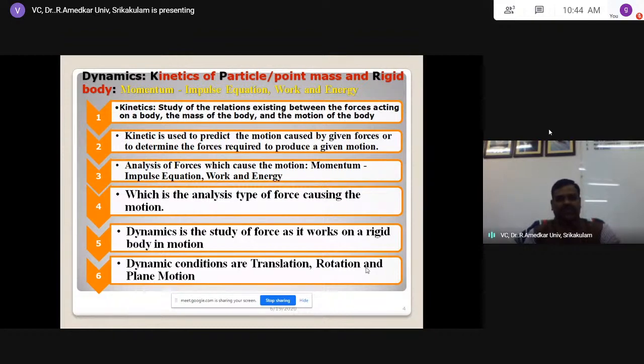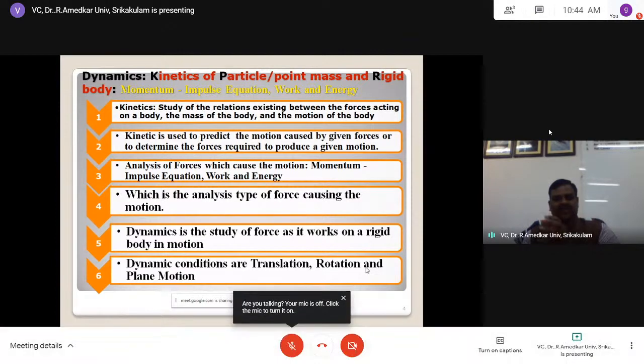See, this part you have to carefully observe when we are discussing moment impulse and work energy. Compare with Newton's law and D'Alembert's principle also. When we will use those equations and when we will use these equations, because finally it will yield the same result. What is the cause of the motion, the type of force, we have to decide whether you can use Newton's law or D'Alembert's principle or moment impulse or work energy.